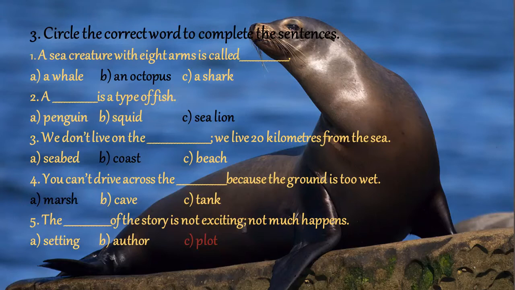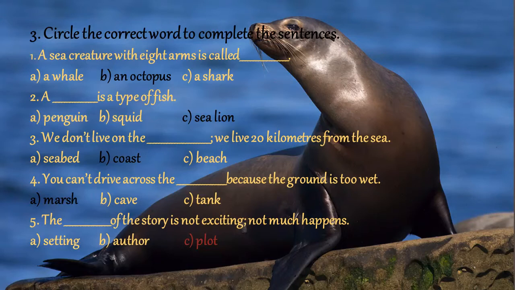Sea lions are mammals, and they all have flippers. Flippers means arms on the bodies of some sea creatures, which help them swim. Sea lion is scientifically a mammal, but in the literal sense it's a type of fish.